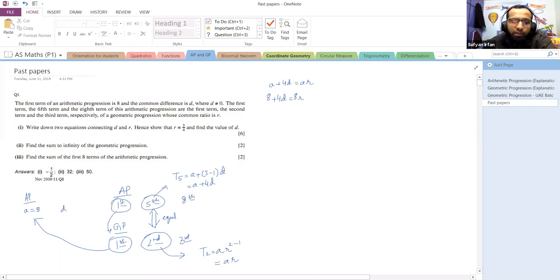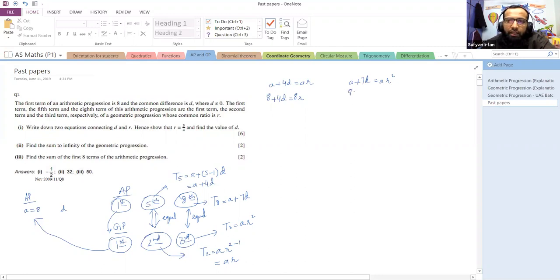Now let's move forward. The eighth term of the AP, which is A plus n minus 1 d, would be A plus 7d. Then the third term of GP is ar^(n-1), which is ar squared. Now the examiner is saying both of them are equal. This means that A plus 7d equals ar squared.